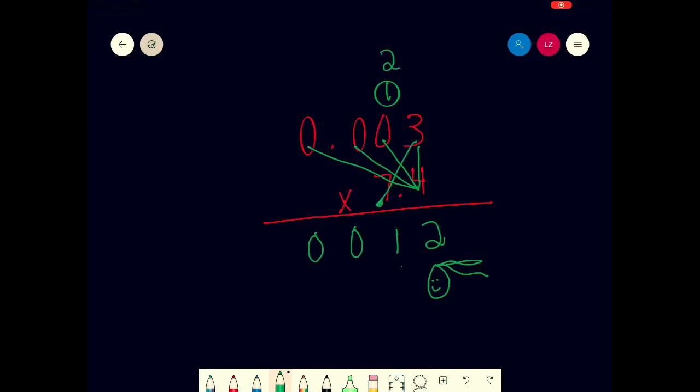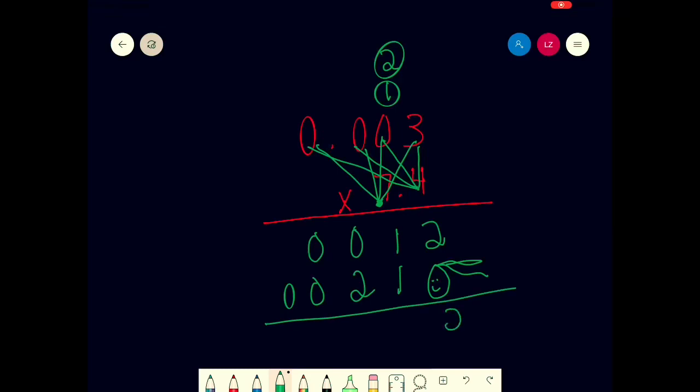So 7 times 3 is 21. 7 times 0 is 0, plus the 2 is 2. 7 times 0 is 0, and 7 times 0 is 0. All right, let's add it up here. Now, we need to go back. This is not our answer. We need to go back and remember the decimal point. Don't forget that. Okay, so let's look up here and see what we got.